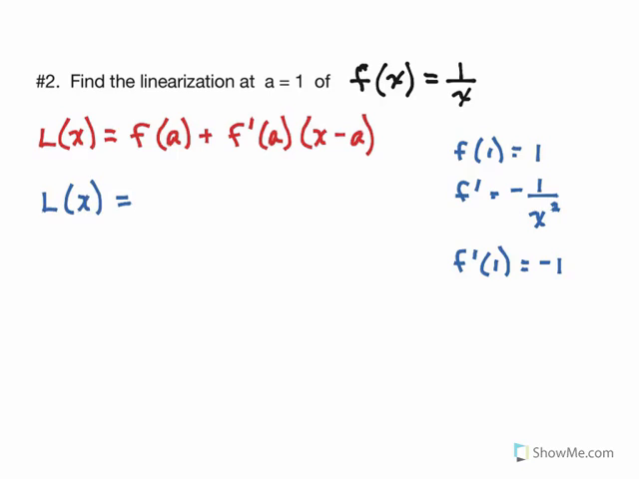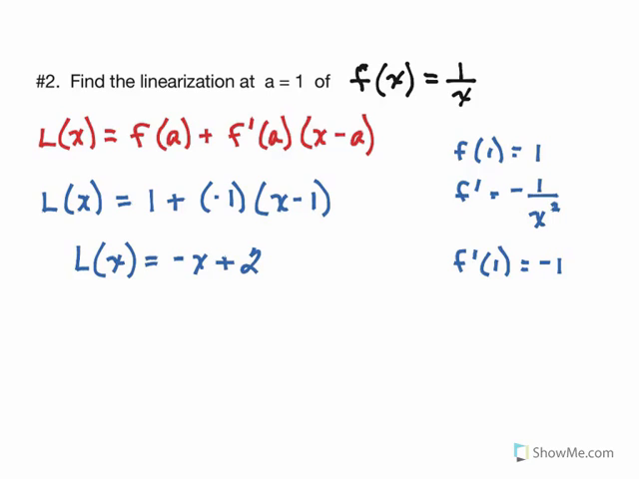f of 1 was 1, plus our slope in this case was a negative 1, times x minus 1. We can go ahead and simplify that a little bit. And we have a linearization of negative x, negative 1x if you prefer, plus 2.